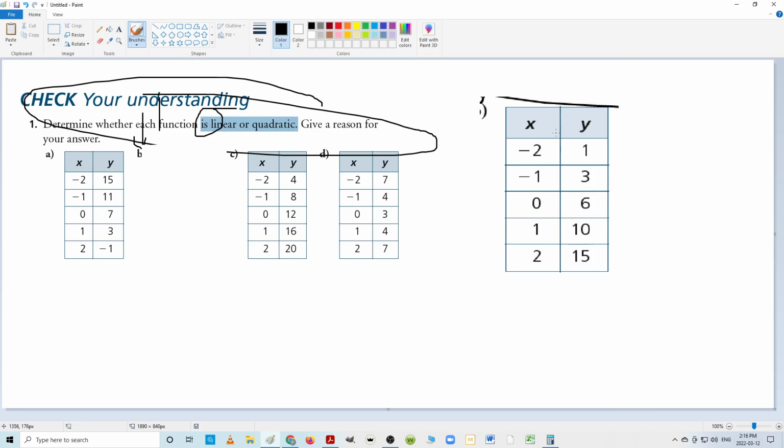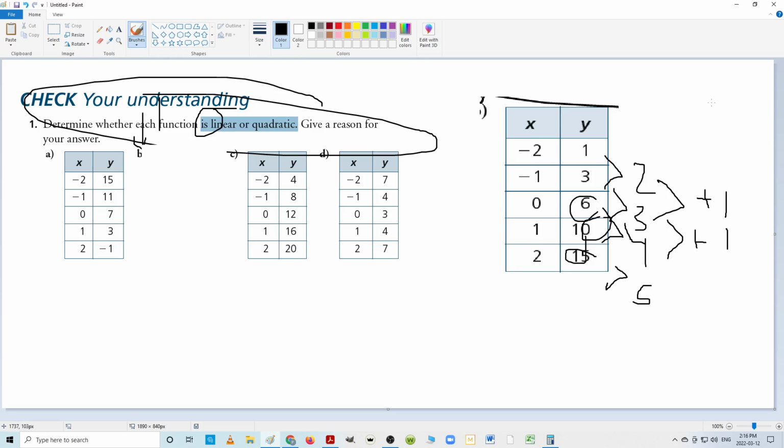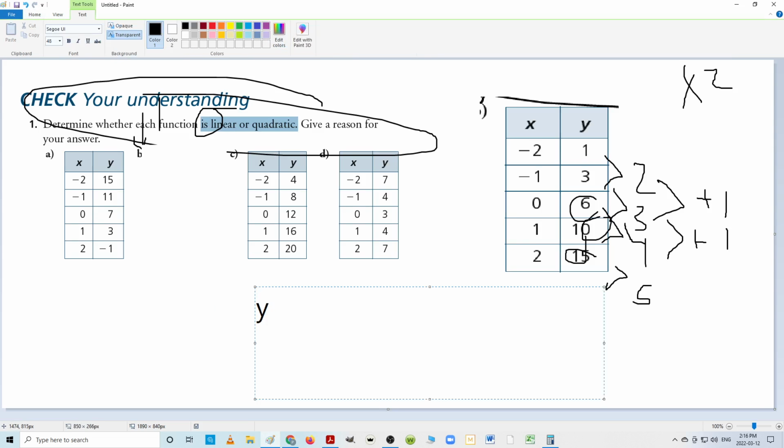If I look carefully, my x's are going up by 1, and these are going up by 2, then 3, then 4, 10 minus 6, 4, and then 15 minus 10, 5. So that's not linear. But the next one, they're all going up by 1. Okay? Which tells me this is a quadratic. And the standard formula for a quadratic, and I want to teach you now that you can find the formula of this, is this. That's what you want to start with. And there's an x squared over here.